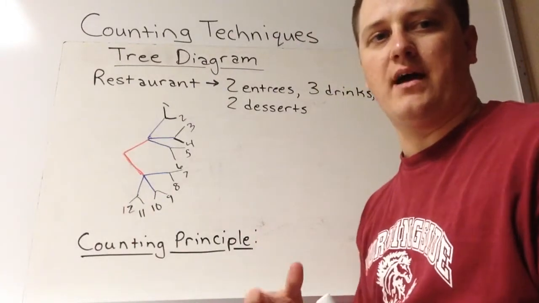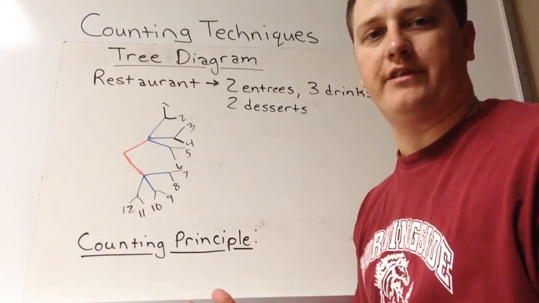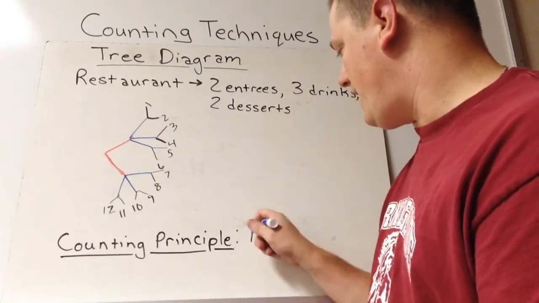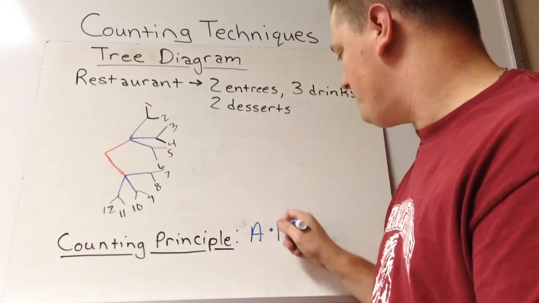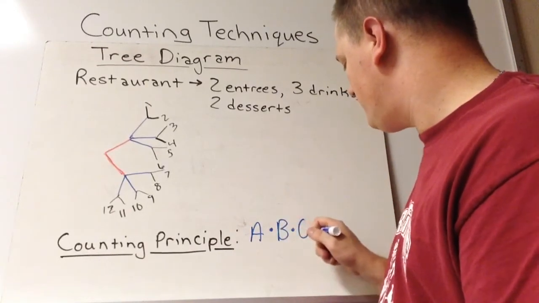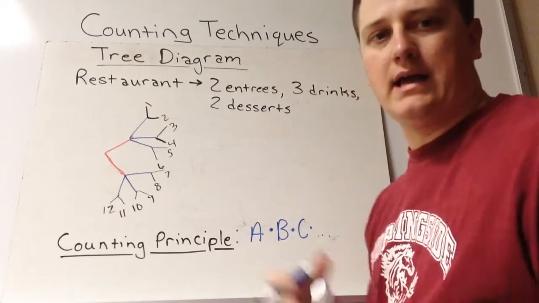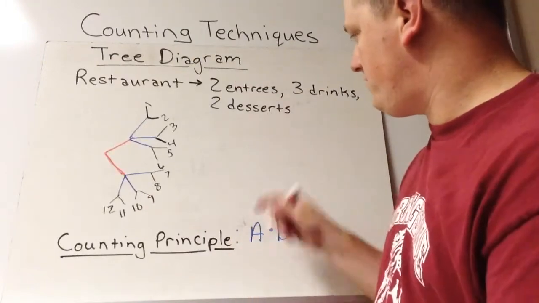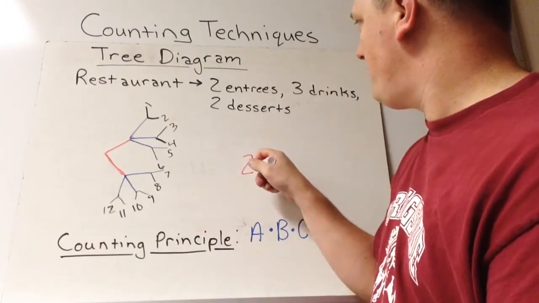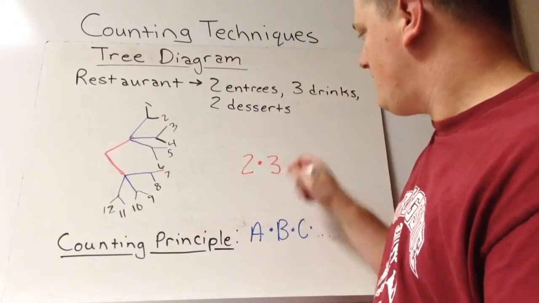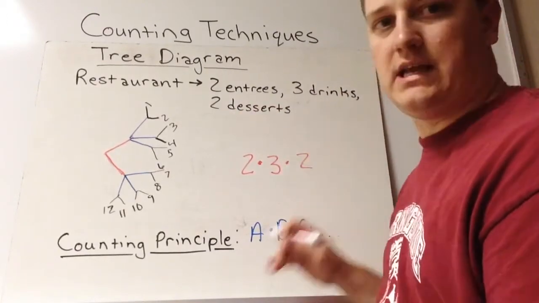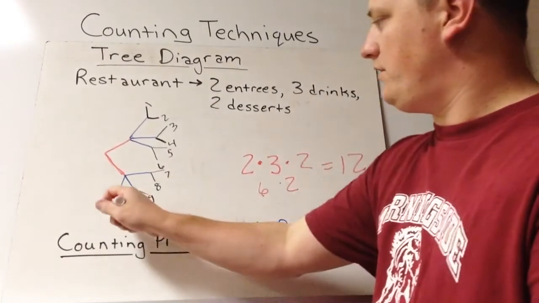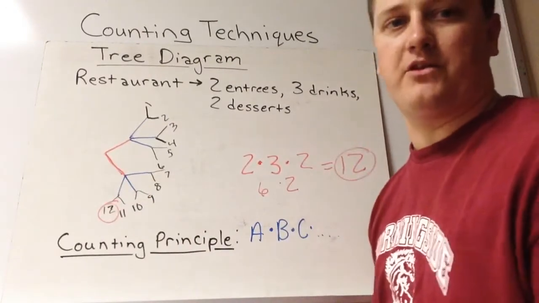Well, there's actually a quicker way of figuring out the total for this, and it's the counting principle. The counting principle just says we can do A times B times C times however many options there are. So in this situation, there are 2 entrees, so that would be our A, 2 times 3 drinks, that would be our B, times 2 desserts, that would be our C. 2 times 3 is 6, 6 times 2 is 12, which is how many we got from the tree diagram.